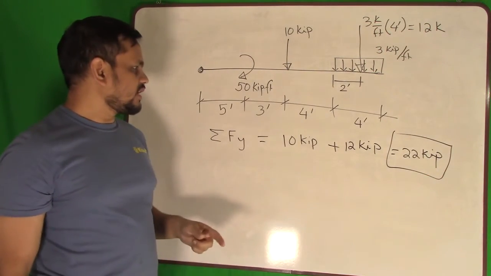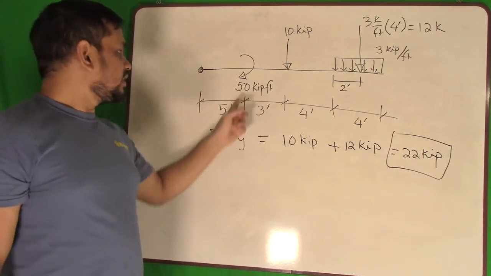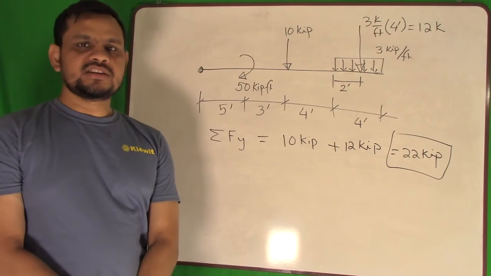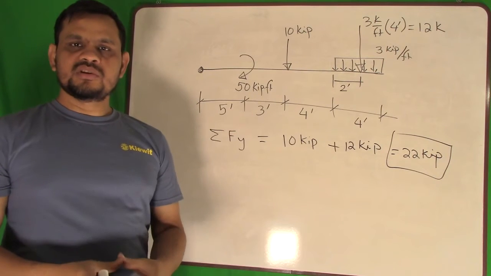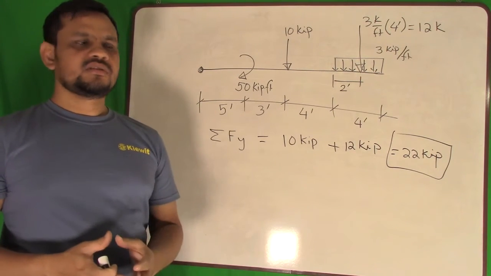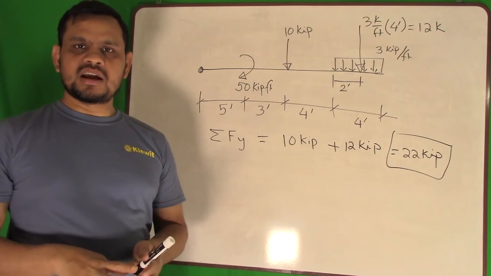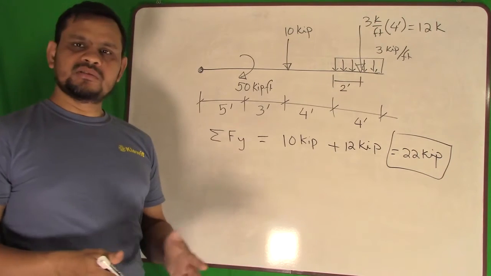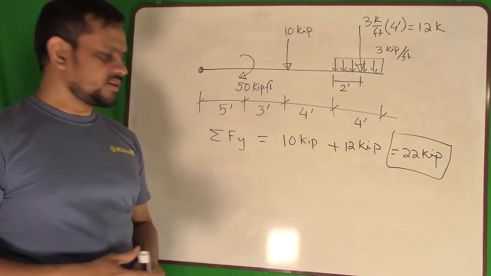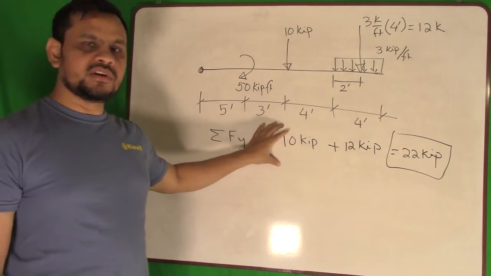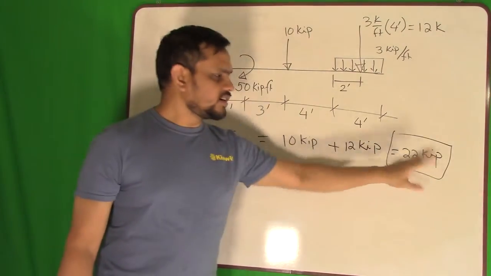Now you can ask me a question: why did I not consider 50 kip-feet? Again, 50 kip-feet is a moment, it is not a force. So I am taking the summation of force, the resultant. The question is asking what is the resultant force, so I consider the force only. In a farm, if there are many goats and sheep and cows, and you count the goats, count only goats. Do not count the cows or sheep. So I am counting my force only. I will not consider my moment. So this is the resultant force.